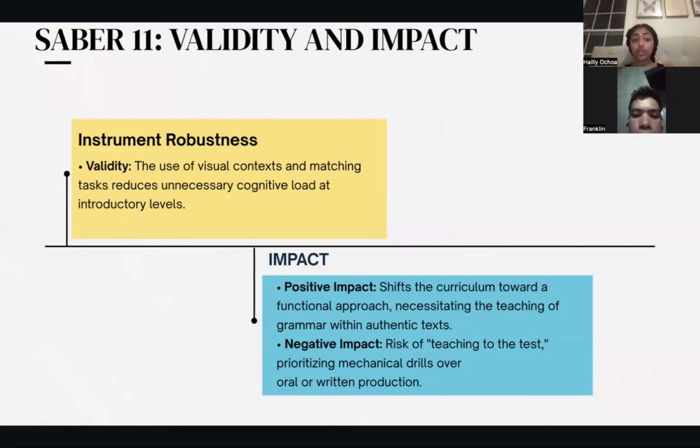And as final conclusions, validity and impact, we have that, in conclusion, Saber 11 acts like an instrument of basic proficiency required for university access. In contrast to Saber Pro, which evaluates the intellectual maturity of a future professional, measuring the inferential capacity that is essential for a global environment.